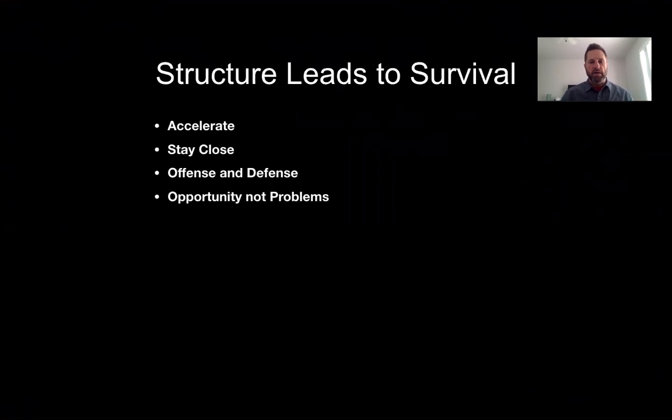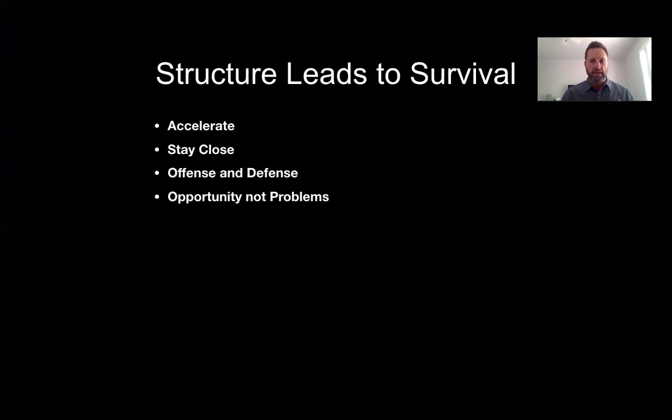When we're talking about nonprofit management, governance, and board relations, I like this title, Structure Leads to Survival. Both of our readings for this course talk a lot about structure and the key to structure and how structure is what really helps you survive. It's not your mission that helps you survive. As great as your mission will be, it's the structure within that leads to survival.